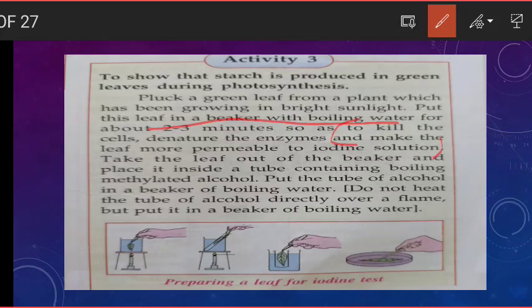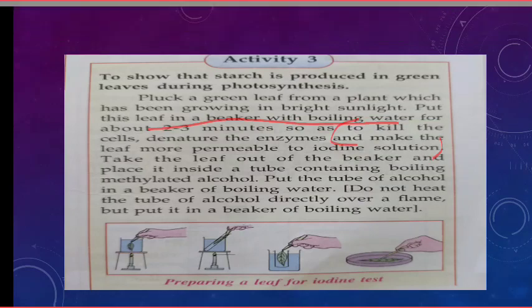Take the leaf out of the beaker and place it inside a tube containing boiling methylated alcohol. Put the tube of alcohol in a beaker of boiling water. Do not heat the tube of alcohol directly over a flame, but put it in a beaker of boiling water. So what will you observe?